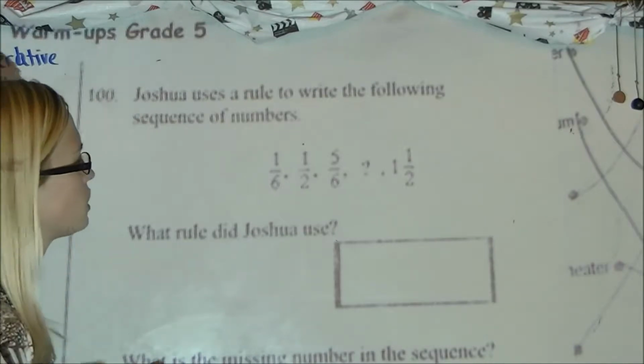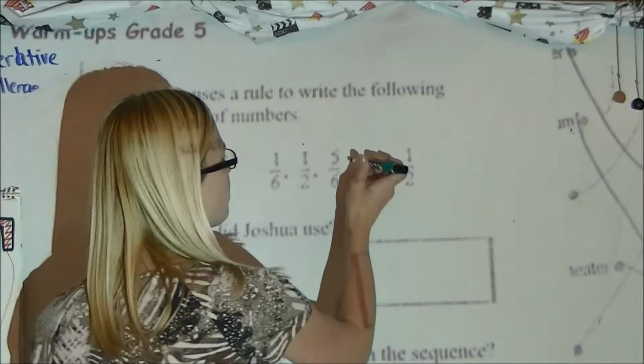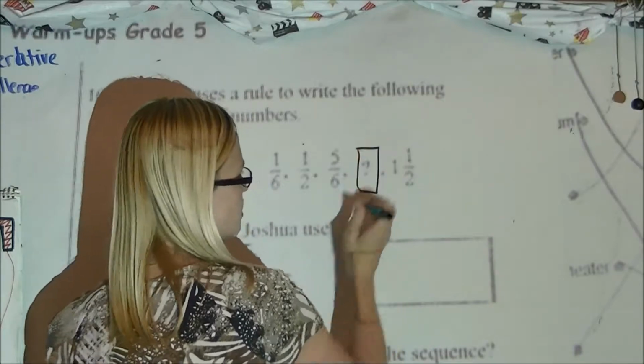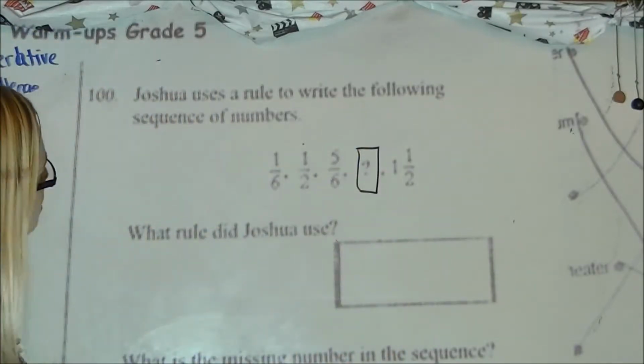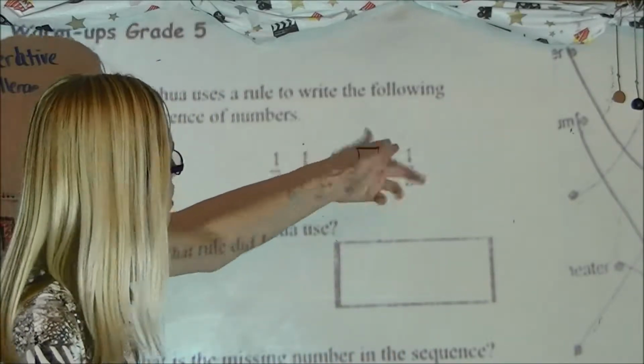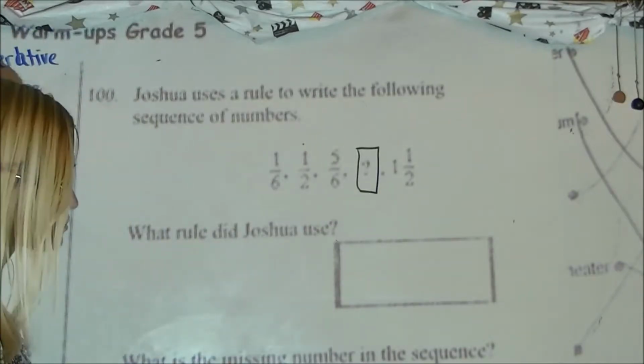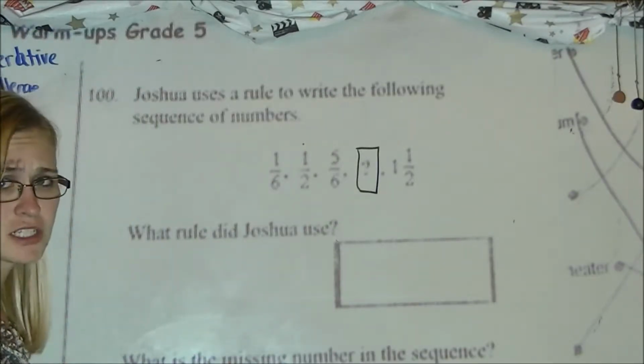What rule did Joshua use? I'm going to go ahead and box that in so it really stands out to me that I need to find something there. 1, 1, 5, 1. I don't really recognize anything yet. So I want to think, what do I know about these fractions?